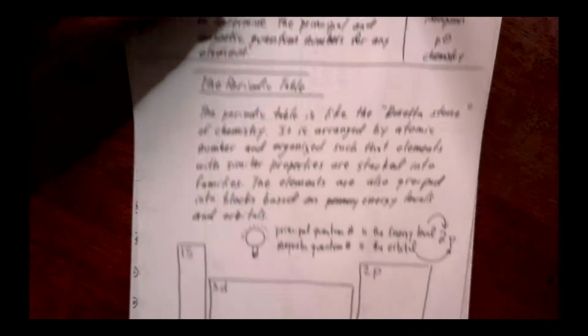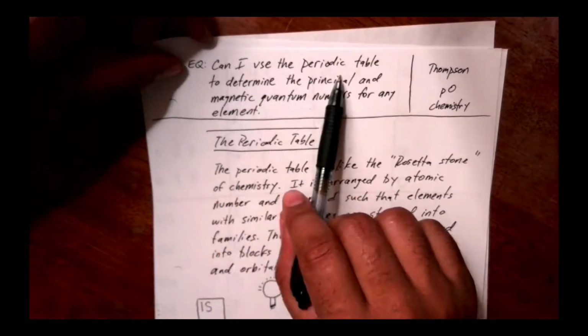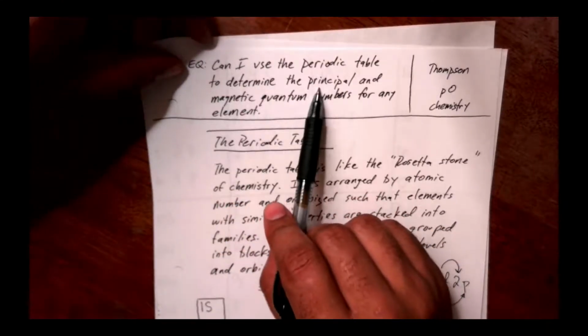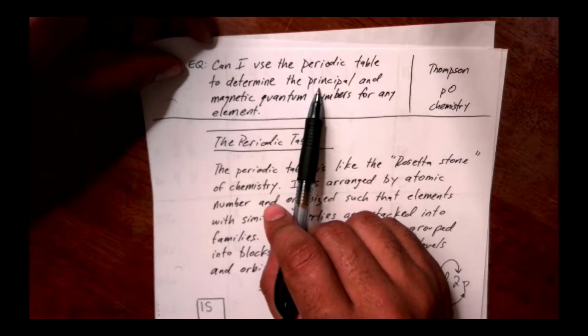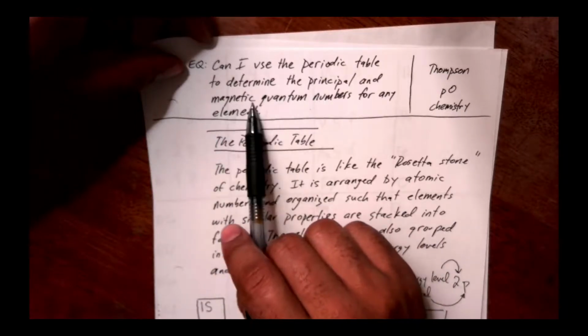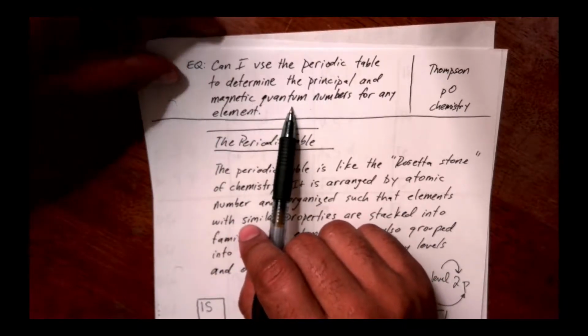Okay, and so that's basically what we are doing here, is using the periodic table to determine principal, that's the energy level or the number, the first number, and the magnetic, that is the block or this orbital that it is found in.